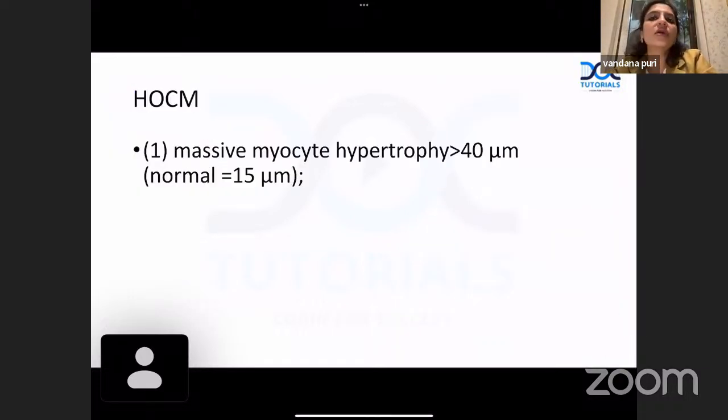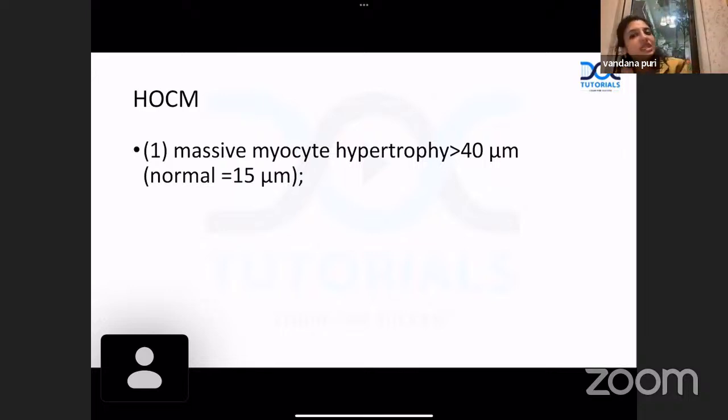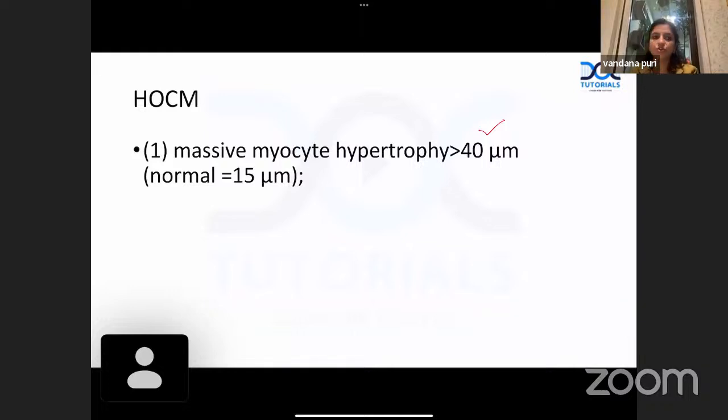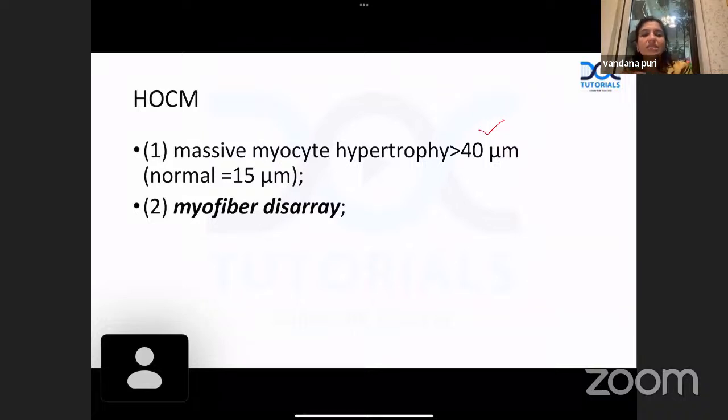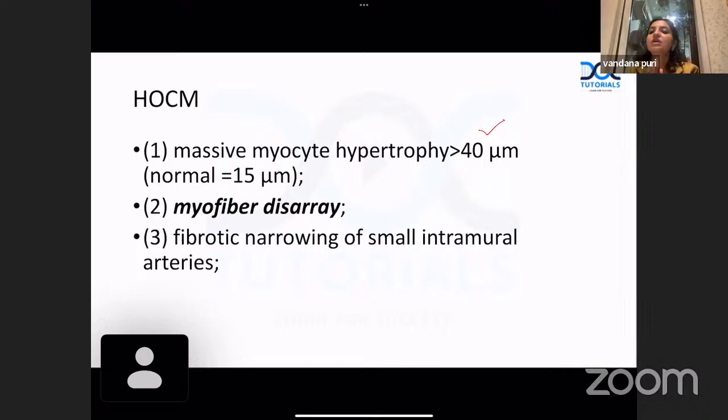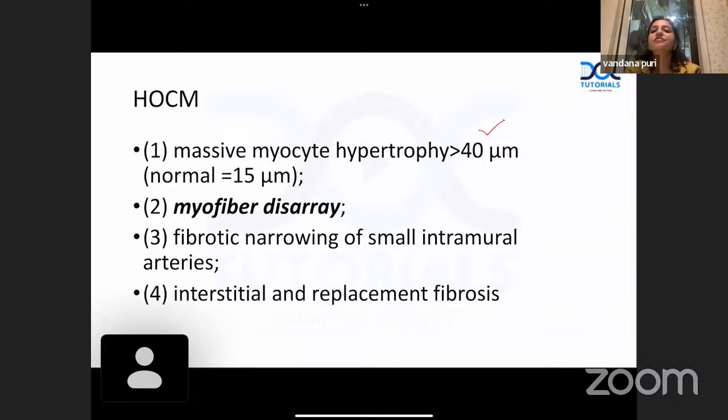Guys, before we go to the further stains, just remember a few points about HOCM that they commonly ask in exam. HOCM is classically characterized by massive myocyte hypertrophy, which is more than 40 micrometer. Remember, the normal myocyte size is about 15 micrometer. The second is myofiber disarray, which is very characteristic, and this can be seen in the electron microscopy also. The third is a fibrotic narrowing of the small intramural arteries. And the fourth important is interstitial fibrosis. That's a characteristic feature of HOCM, which everybody should be clear about.